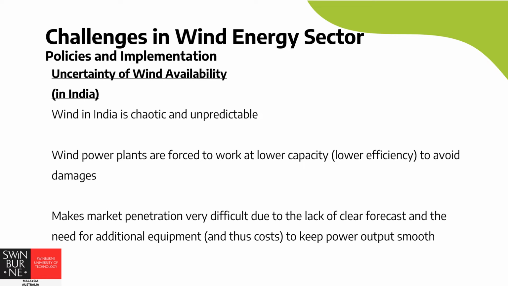Again, wind is chaotic and thus unpredictable. In India, their power plants are forced to work at a lower efficiency to avoid damages, as the wind might suddenly spike or dip when it feels like it.